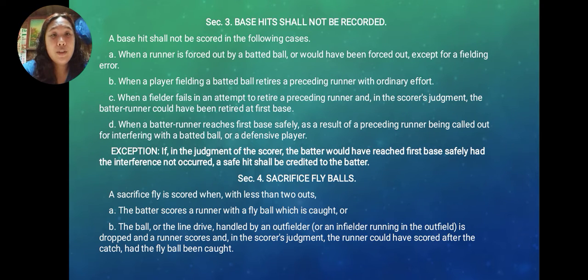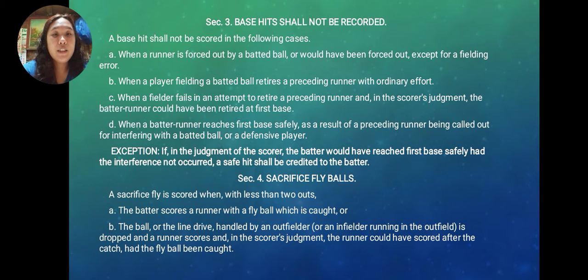So the letter A, when a runner is forced out by a batted ball or would have been forced out except for a fielding error. For the letter B, when a player fielding a batted ball retires a preceding runner with ordinary effort. Then for the letter C, when a fielder falls in an attempt to retire a preceding runner and, in the scorer's judgment, the batter runner could have been retired at first base.